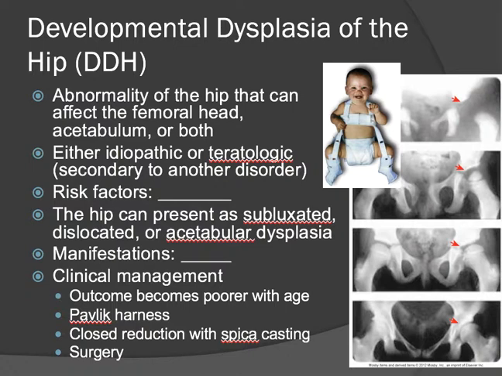Sometimes it's completely dislocated, sometimes it's just subluxated, and sometimes the acetabulum, the socket for the ball of the hip joint, has not grown very well. But anyway, like I said, very common. You may have known somebody with it. And then, clinical management, like I said, is the harness, and they can also do casting.